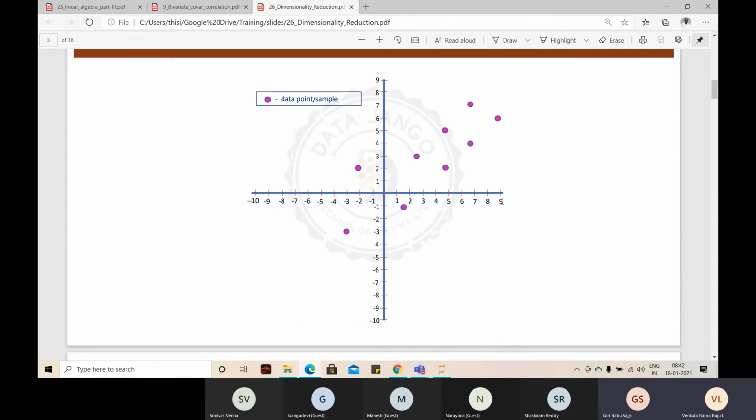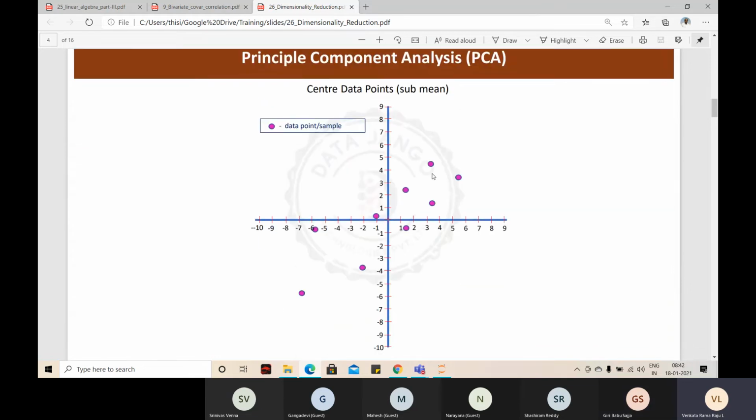You can take anything. 9 and 6 is the data point here. This data point is 7 and 7. This data point is maybe around 6.9 and 4. This data point is 5 and 2. Like that.